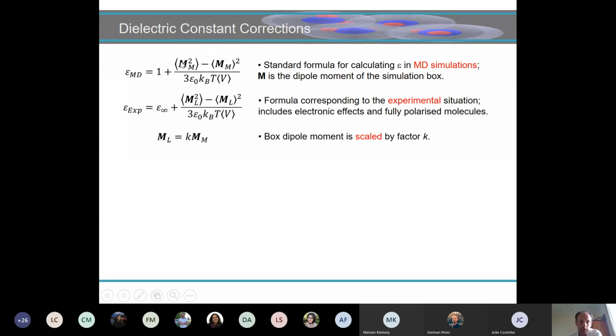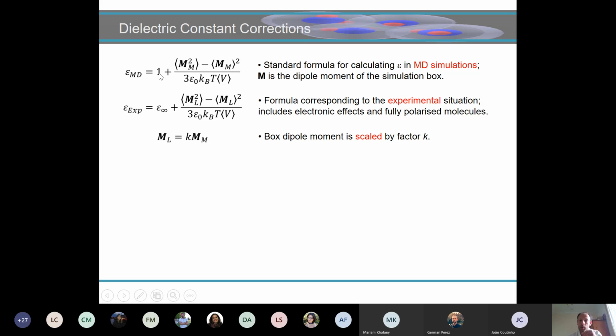Okay, that's capital M with a subscript M for the model, because we use the dipole moment of the model. In reality, this is the experimental dielectric constant. We are not using the dipole moment of the model, but the true liquid phase dipole moment, M_L. Furthermore, we also need to account for electronic effects by including epsilon infinity instead of 1 in the calculation.